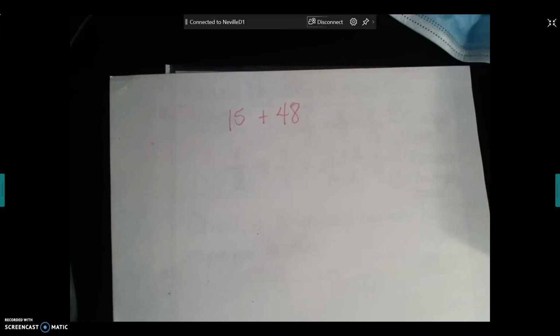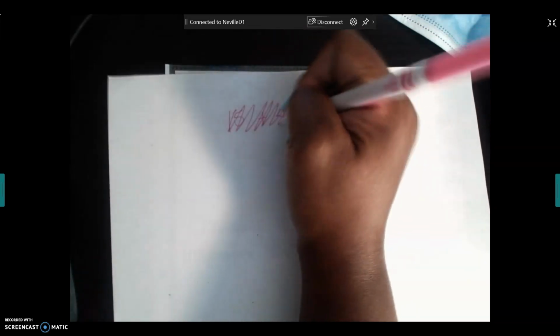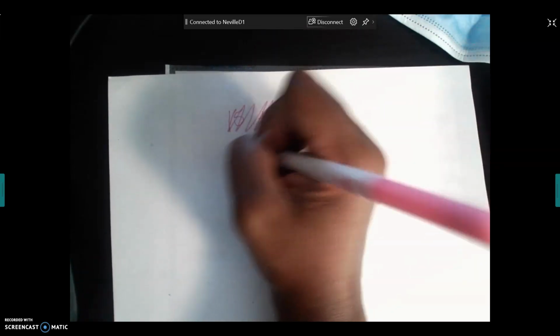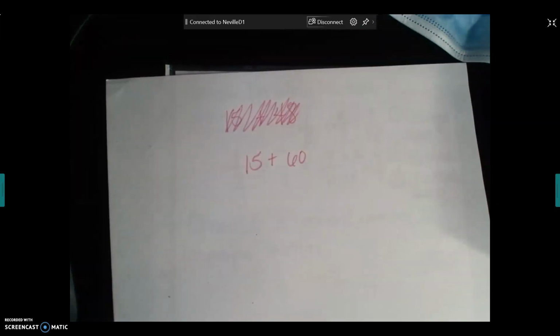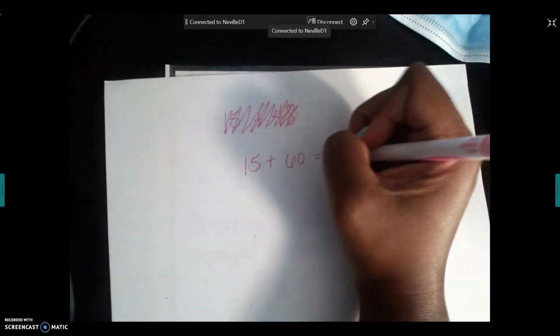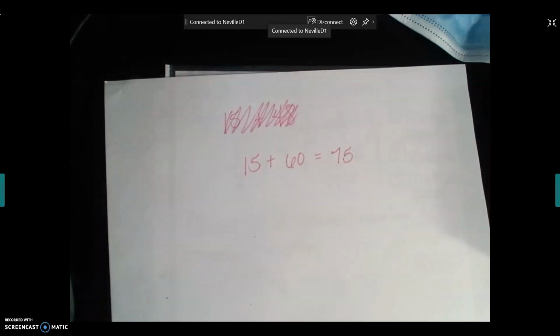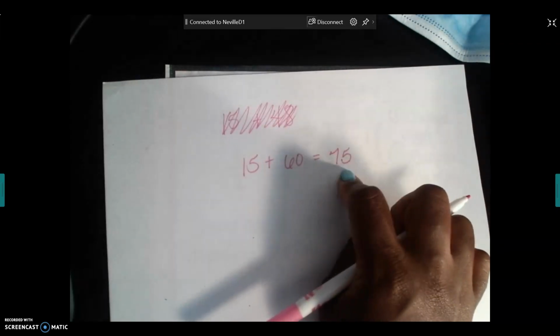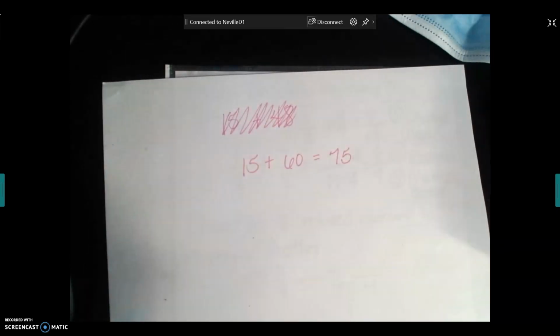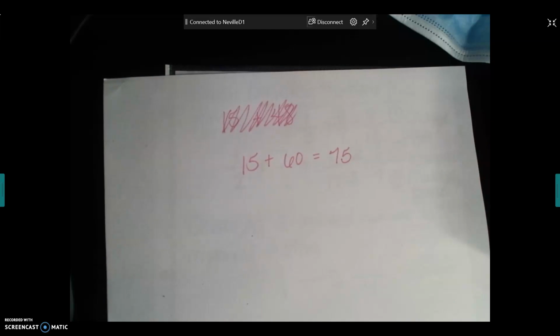Oh my goodness, that one may not have a common one. Does that one have a common factor other than 1? I don't think so. Let's change that to 15 plus 60. We already know the sum. That's going to be 75. So we want to make sure we include our sum in our answer. But we have to use the distributive property to do our GCF.